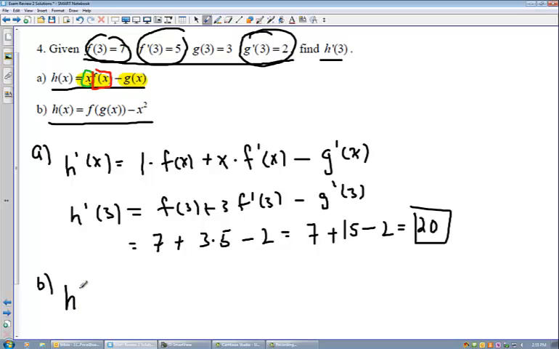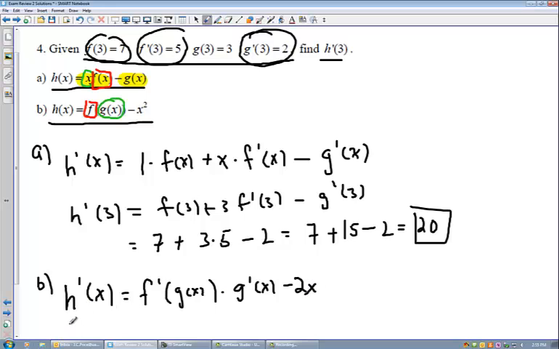So to find h prime of x, this first part is really a chain rule. So let's highlight the inside and outside. g of x is my inside, where my outside is the function f. And then I'll say the rule so I can find the derivative of the outside times the derivative of the inside. So f prime of g of x times the derivative of the inside, which is g prime of x, minus the derivative of x squared, which is 2x.